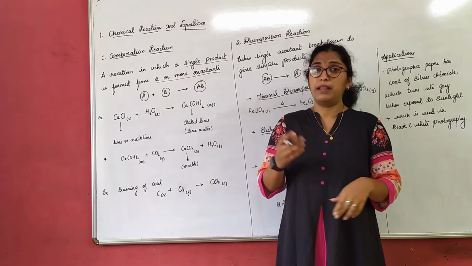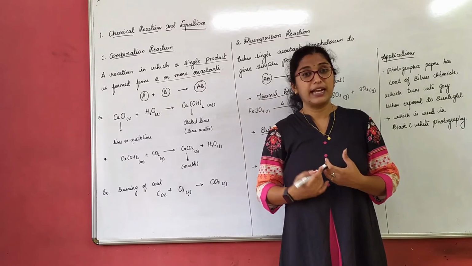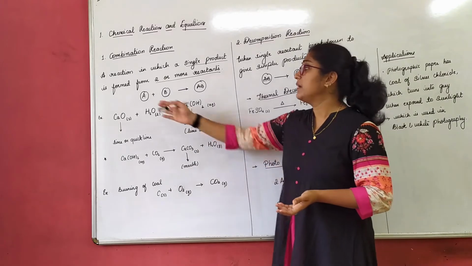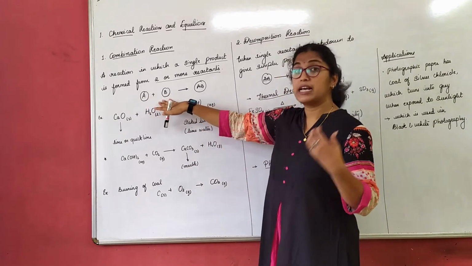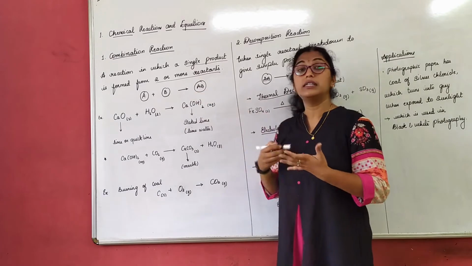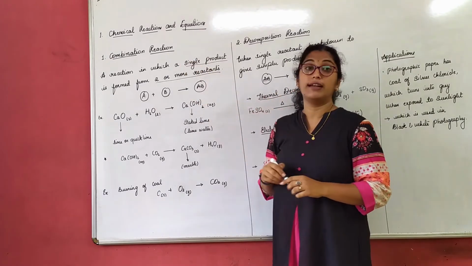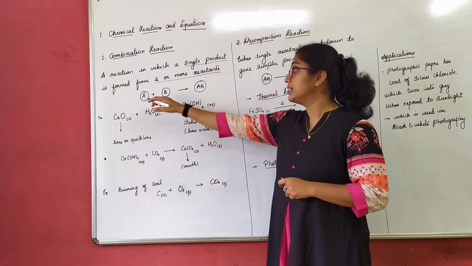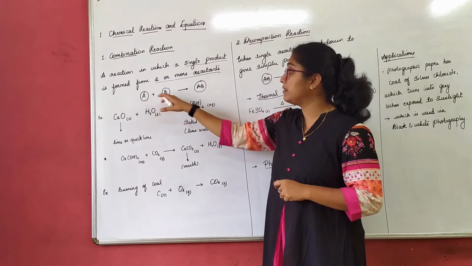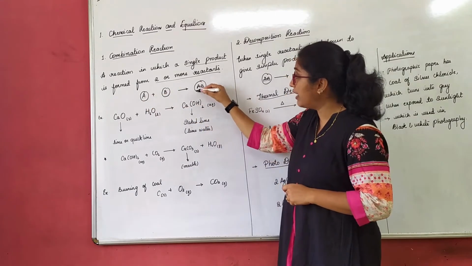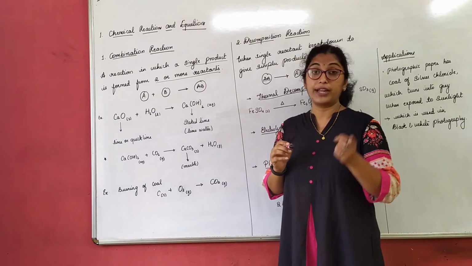Example, I take an apple, I take a banana, I mix that. What do I get? I get a smoothie, right? Same thing. 2 or more things are mixed to form a single product. Such a simple reaction is called a combination reaction. Here A and B are the 2 different reactants. They are reacting with each other and forming one product.